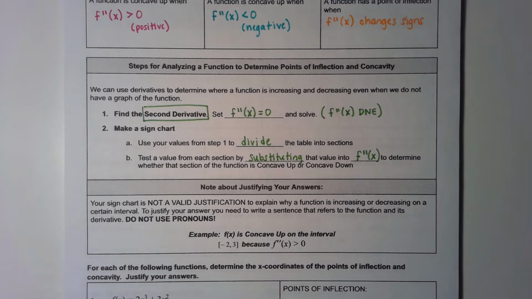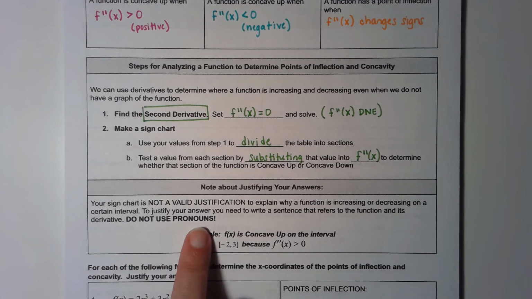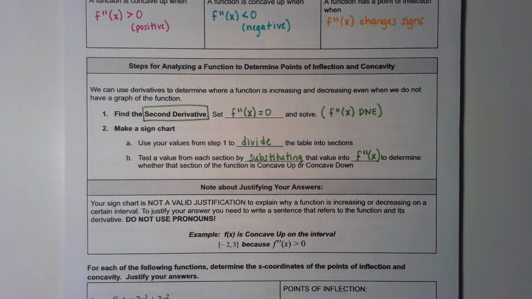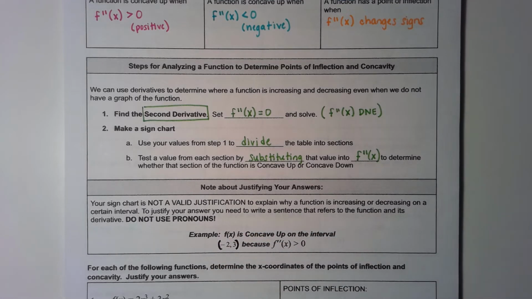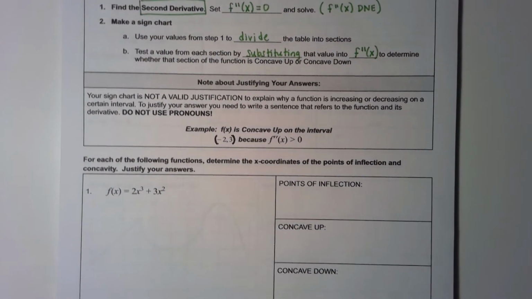Now, just like with first derivative stuff where we're looking at increasing, decreasing, and critical points, with second derivative stuff, how we justify our answer is really important. So the same rules apply. Do not use pronouns. Your sign chart is not enough. You have to actually refer back to what's happening with the second derivative in order to justify your answer. An example might be f of x, the original function, is concave up on an interval because the second derivative is greater than 0. Now, I do want to point out there is a typo here. This would be an open interval if you were really doing this problem, because for concavity, we're using open intervals all the time.